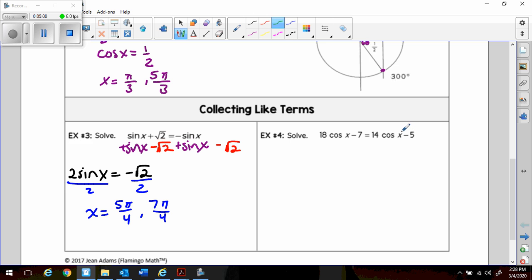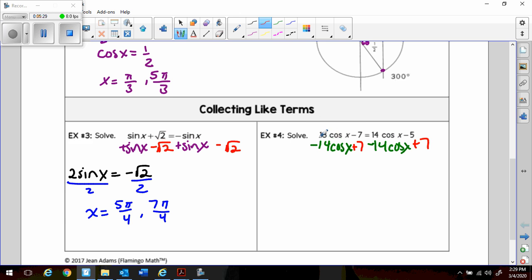14 cosine of x and then it has a minus 5. This is on the outside of the cosine of x, so it's not with the cosine. So I can combine these. What I'm going to do though is move all of the cosines to one side. Let's just subtract 14 cosine of x from both sides, and then move the 7 to the other side. So plus 7, plus 7.